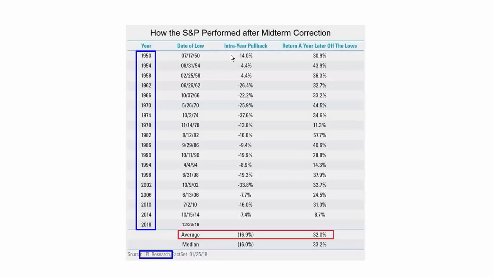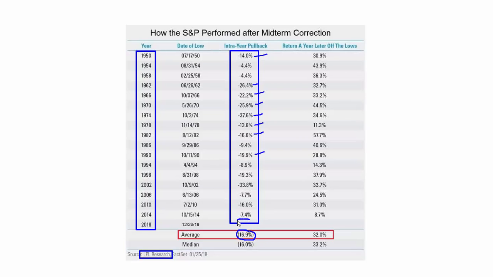Typically, you get a pretty sizable pullback during the year, as you can see there. This is a 14% pullback, 26% pullback, 22%, 26%, 37%, 13%, 16%, 20%. These are the intra-year pullbacks during midterm election years. The average has been 16.9%. For 2018, I don't have the number populated on this image, but it was 20%, so just as high. That's pretty bad.